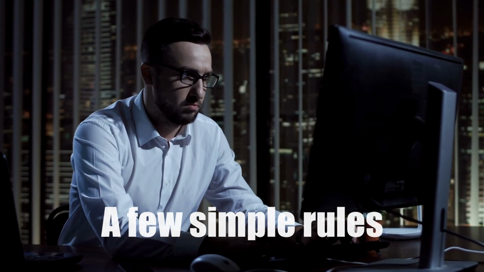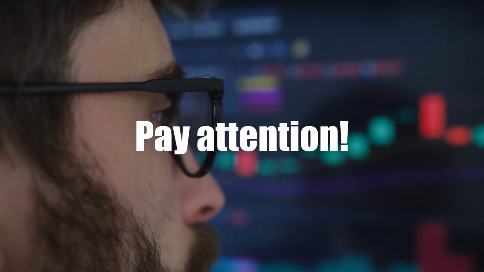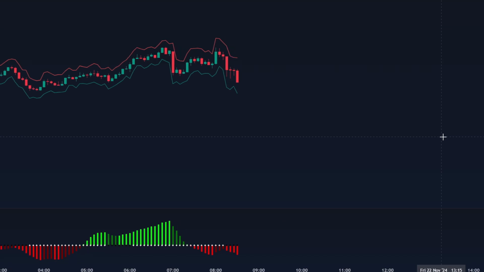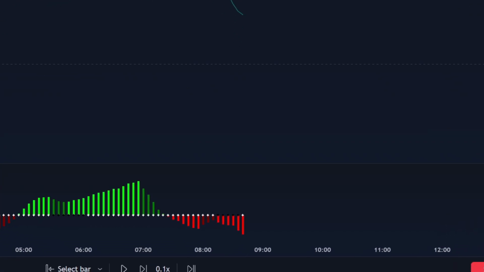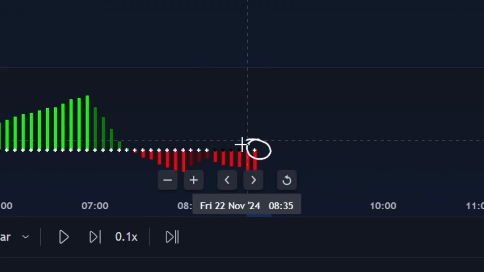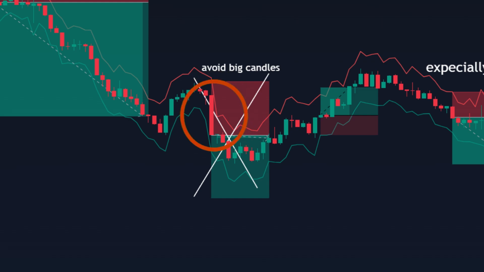Now I will explain how you can trade using this indicator. You will need to make sure to follow a few simple rules. Pay attention because this will make or break the strategy. To enter a trade, you will need to see 2 things. The momentum candle has to be bright and the crosses have to be white. To avoid the false signals, make sure to not enter if the entry candle is 2 or 3 times bigger than the average candle, because that means the move already happened.